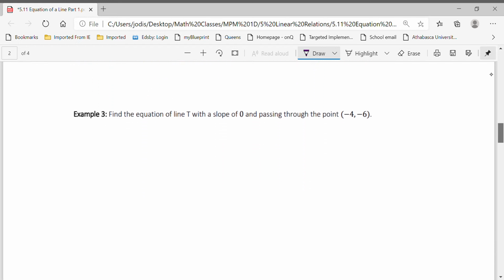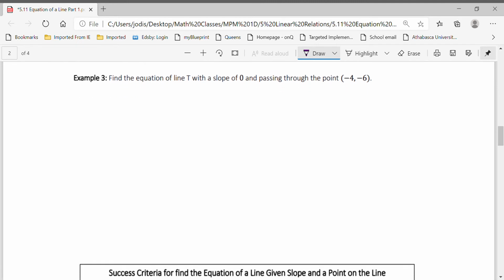All right, if we try another one, find the equation of line T with a slope of 0, so m equals 0, and it passes through the point negative 4, negative 6. So again, we know y equals mx plus b. My slope is 0, x plus b. So that x goes away. So in this case, y is going to equal b.